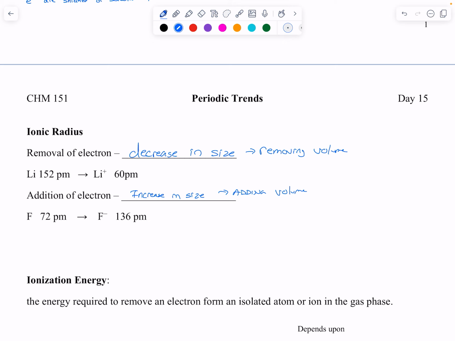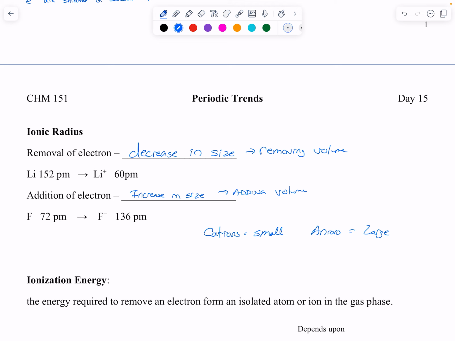So the takeaway: cations are small, anions are large. It's the same thing down a group. In group 1, lithium plus is going to be smaller than sodium plus. Just like fluoride, F minus, is going to be smaller than chloride, Cl minus. But oxide, O2 minus, is actually bigger than fluoride, F minus.